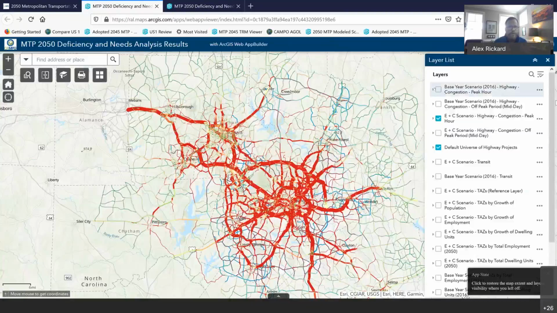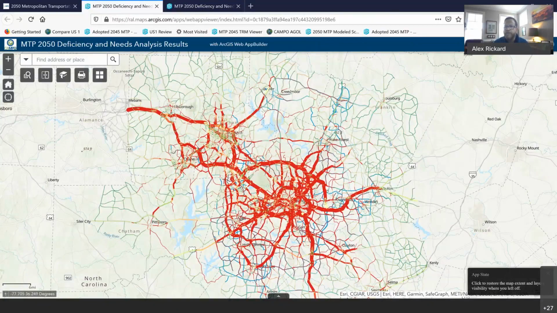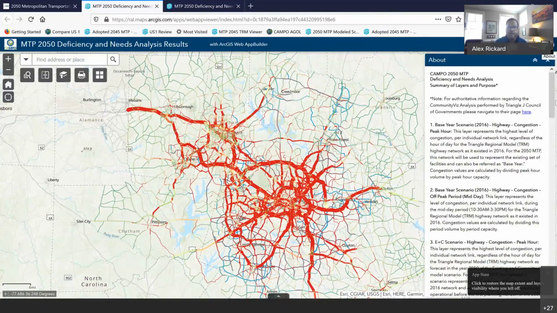So when you get here, you probably have a splash screen that comes up and tells you a little bit about the application and the intent, and that's great. I want to point out, so many buttons here on my screen, I just want to first direct everybody to the About button on the site. And if you click on that little eye, it's going to pull up a nice description of all the different layers and the detail.